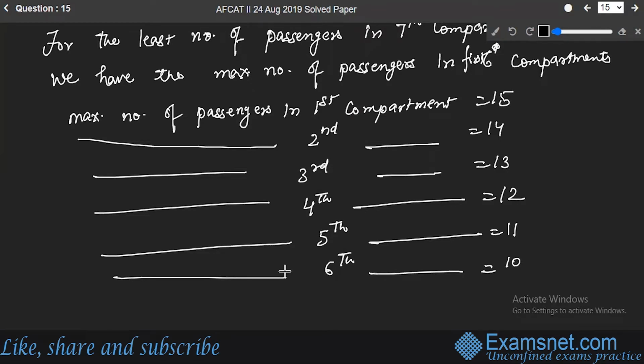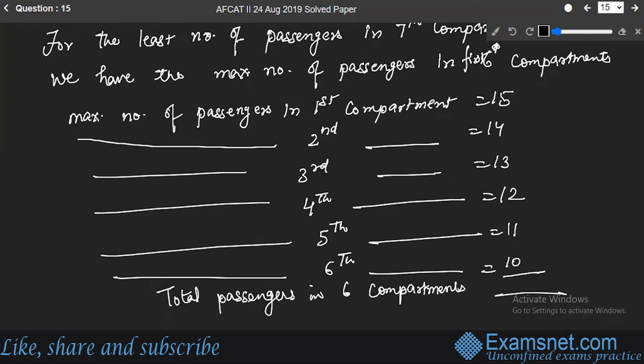Okay, so now the least number. So first of all, let's add these ones. If you are adding them, you will get over here the total number of passengers in 6 compartments. Total passengers in first 6 compartments is, when you will add all of them, you will get 75. Correct. And the total number, how many total number of passengers were there?